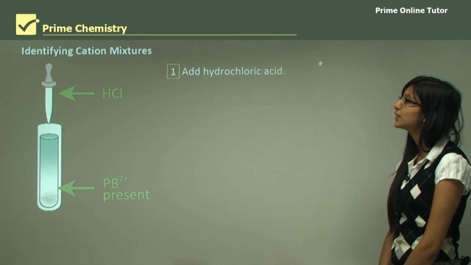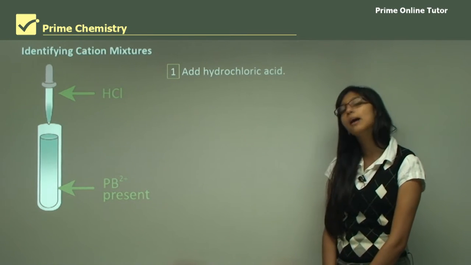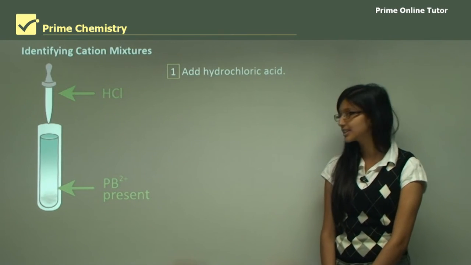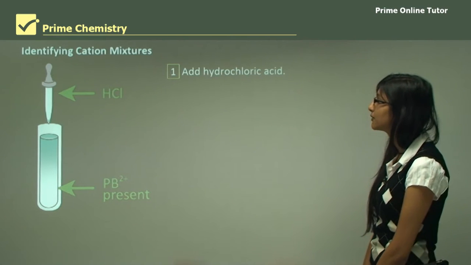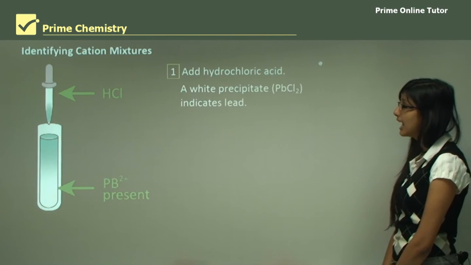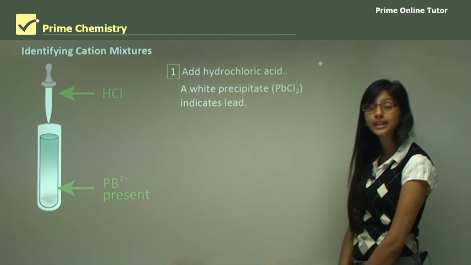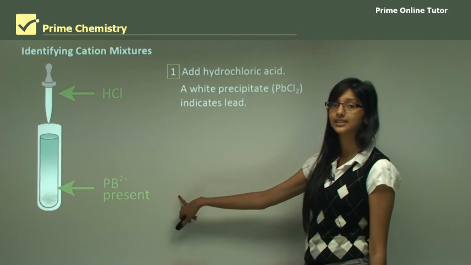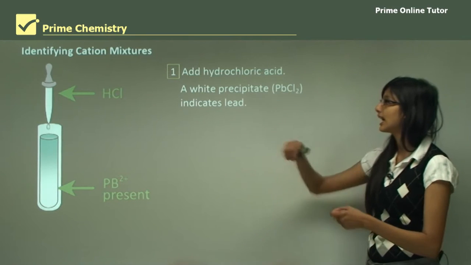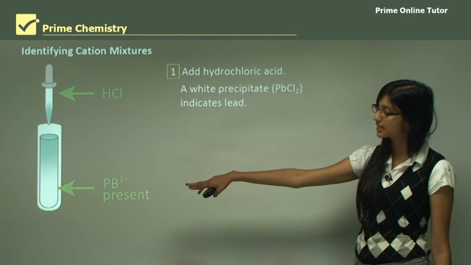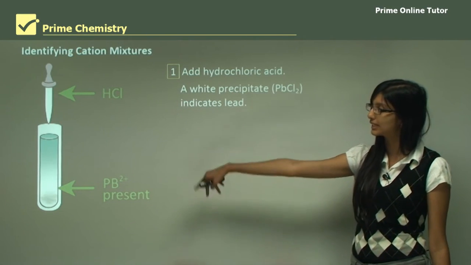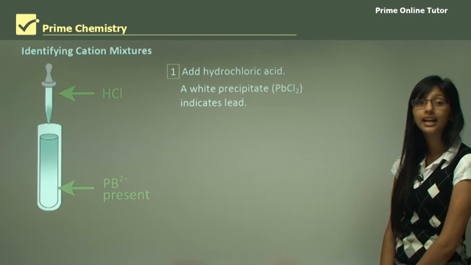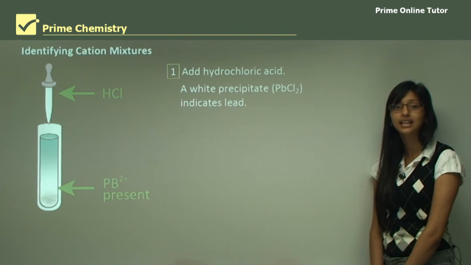Now let's look at some cation mixtures. So what happens if you have cations in your solution, not anions? First you add hydrochloric acid, and if a white precipitate forms when you add hydrochloric acid, it indicates that lead is present in your sample. Again, you add hydrochloric acid to it. You can see in the animation that a white precipitate forms as soon as you add the hydrochloric acid, indicating that the cation lead is present.